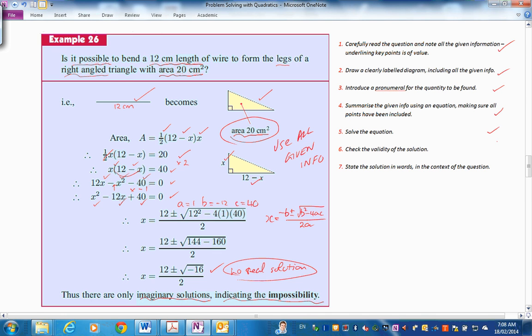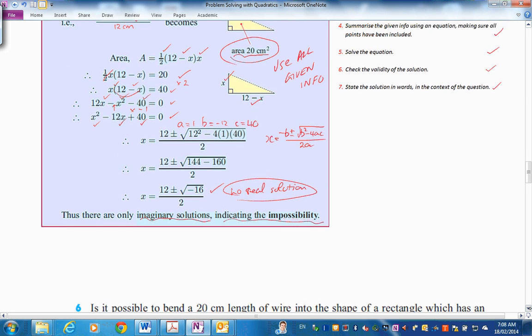We'll come over here: solve the equation, check the validity of the solution. Well, we can't find a solution, and state the solution. No, it's not possible. So there's the answer to that question. That's interesting, isn't it? That you can actually use mathematics to see whether something's possible. That's a powerful idea there. Come down and try some.